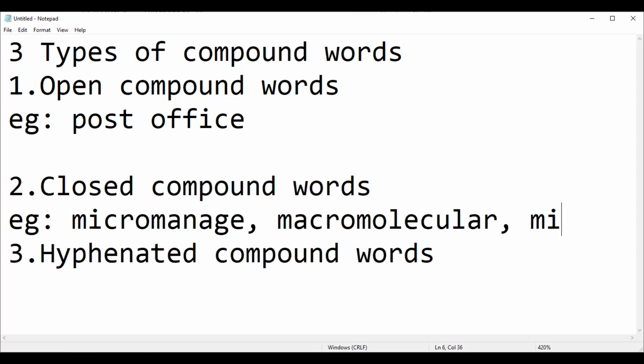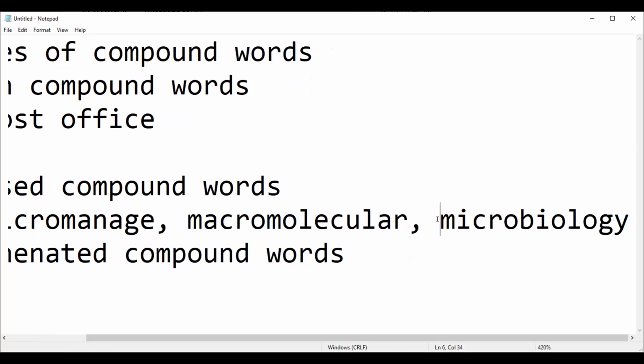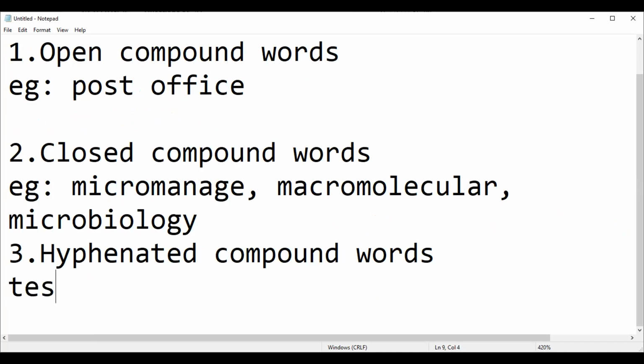Macromolecular, microbiology, all these kinds of words are usually closed compound words. So these consist of two words, but there's no gap in between. And hyphenated compound words, words like test-takers, and so on. I'm sorry, my brain's not working. I'm not able to think of any.